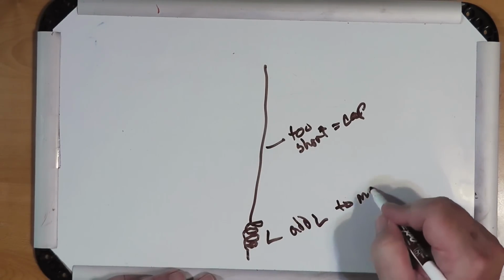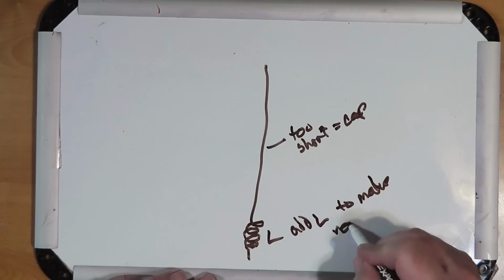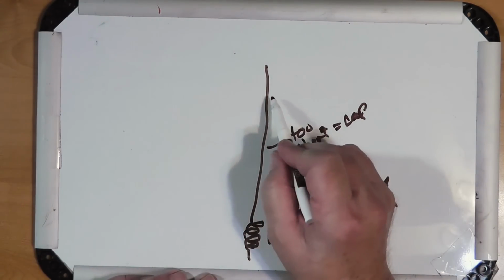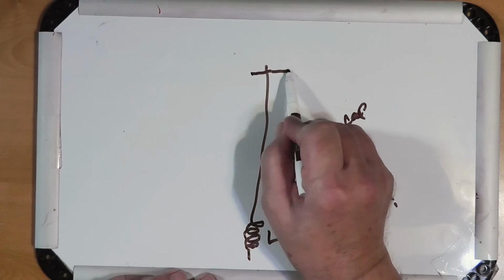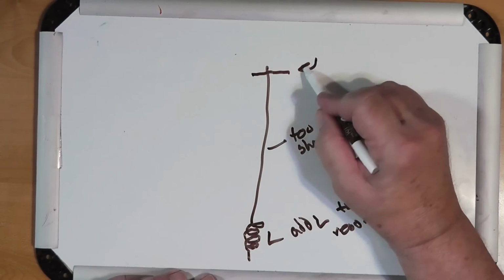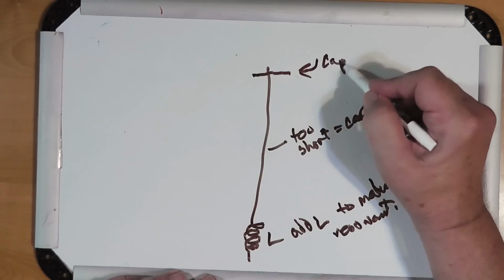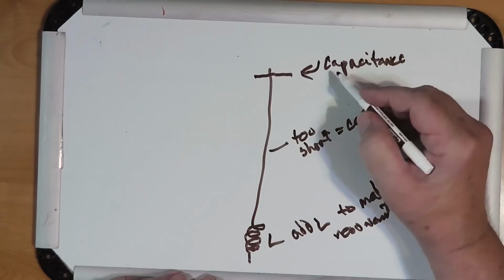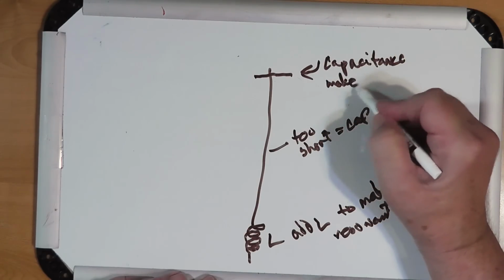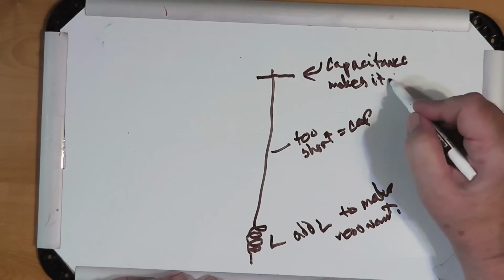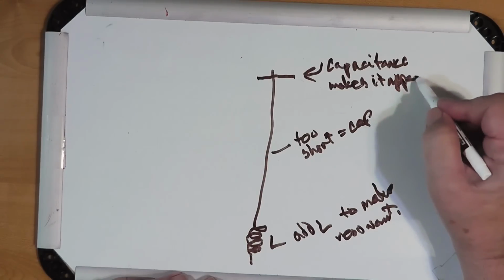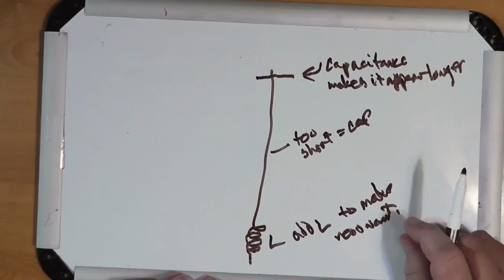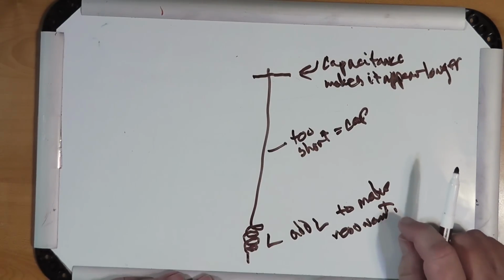The other thing, and this is where it is fed. The other thing that you can do is, if you have this as your antenna and you attach a metal strap like that, you're adding capacitance. Adding capacitance to an antenna will cause it to appear longer. Capacitance at this end of the antenna will make it appear longer.